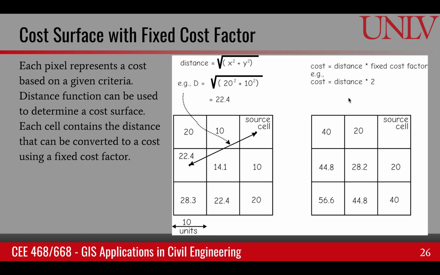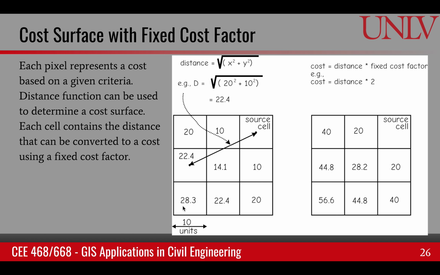The cost surface can be calculated using a fixed cost factor. For example, this is a source cell and the grid size is 10. So center to center distances are given in each pixel. This pixel is 10 units away from this center. This one is 20 units away. This one is the square root of 10 squared plus 10 squared, which is the square root of 100 plus 100, which is 14.1, and so on and so forth.